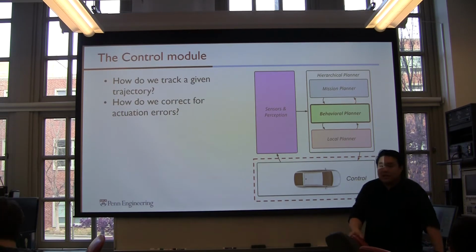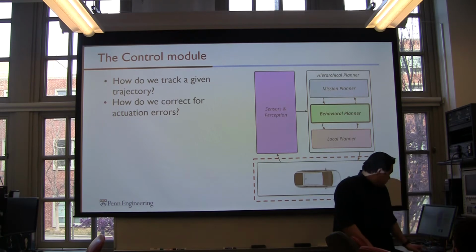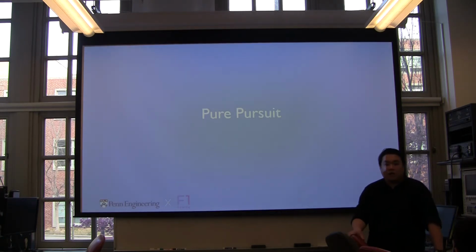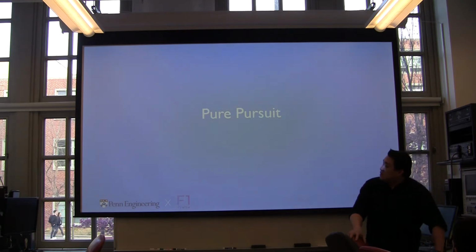And then lastly, we have the control module. So this is basically the module that, given a trajectory, asks how do you track it? And then how do you correct for errors in, say, your throttle or your steering? And today we're going to talk about one of those tracking algorithms, which is called pure pursuit.